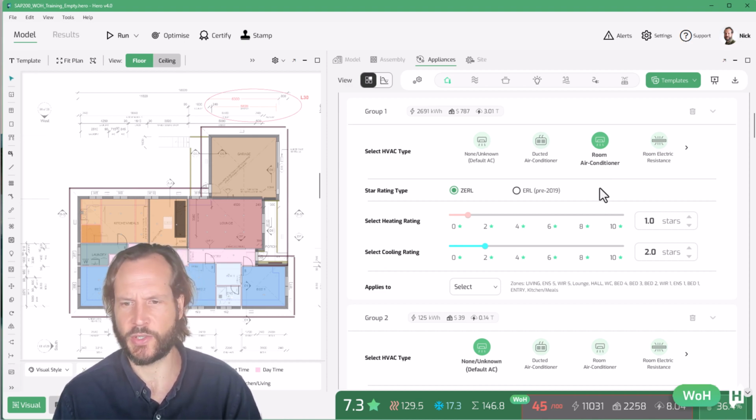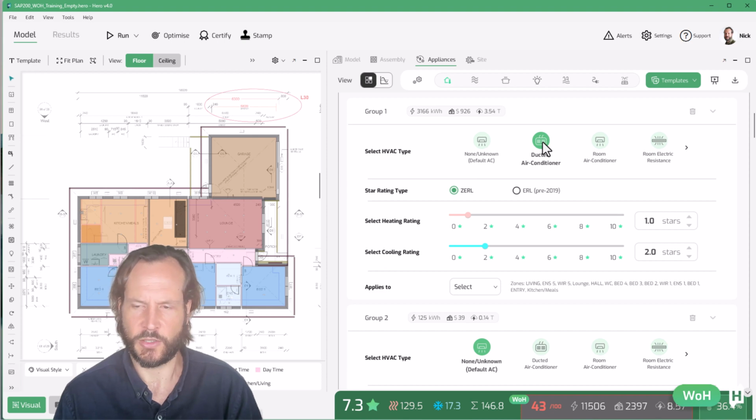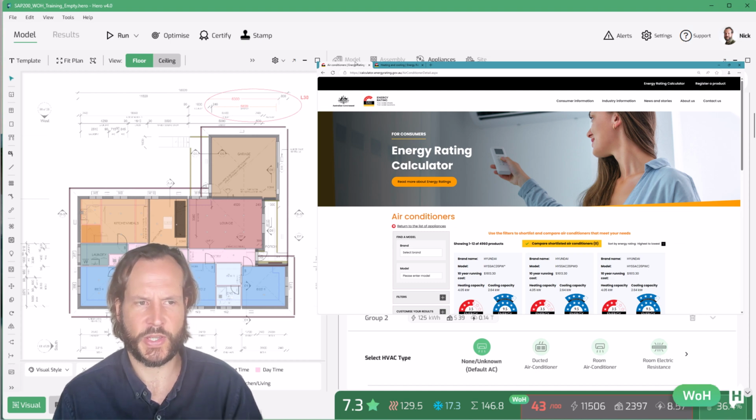And when you select this, you can see the heating and cooling energy or star rating, and then also this star rating type. So room air conditioners and ducted air conditioners are set up almost the same, very similar options. Ducted options obviously just being a system that's connected through ductwork in the ceiling or floor voids to each zone. But in terms of star ratings for this, we have the newer ZERL, zoned energy rating label, and then the older energy rating, ERL, for ACs. So GEMS sets the minimum performance for ACs and the requirement to have energy rating labels for each unit.